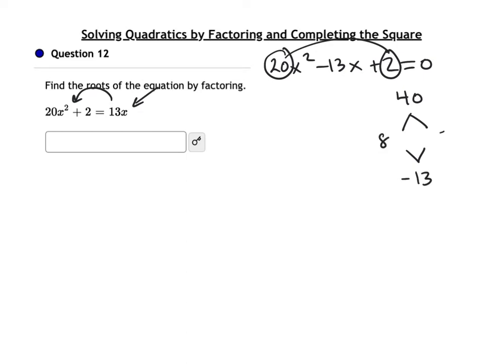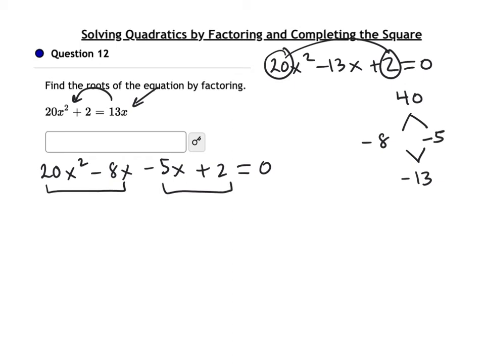How about 8 and 5? So negative 8 times negative 5 makes positive 40. Negative 8 plus negative 5 makes negative 13. Let's rewrite the middle term: 20x squared, and I'll put either one first. How about the minus 8x minus 5x plus 2? Let's group them and pair them up. The first two terms have a 4x in them: 4x times 5x minus 2. Bring down that minus.